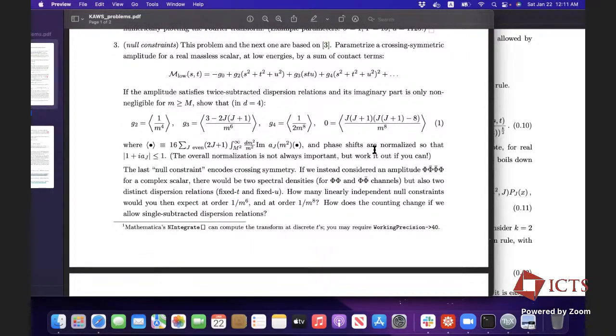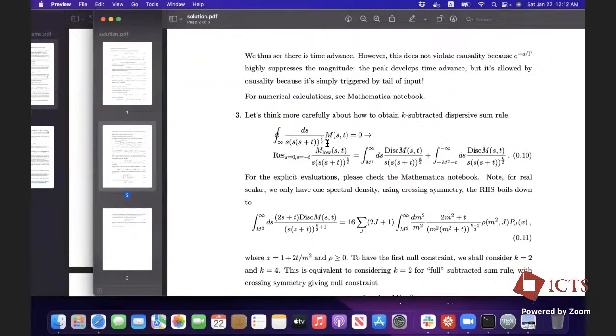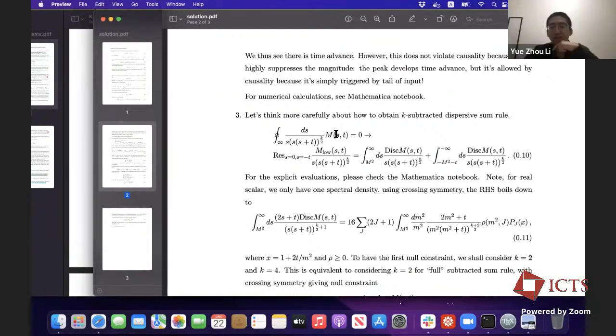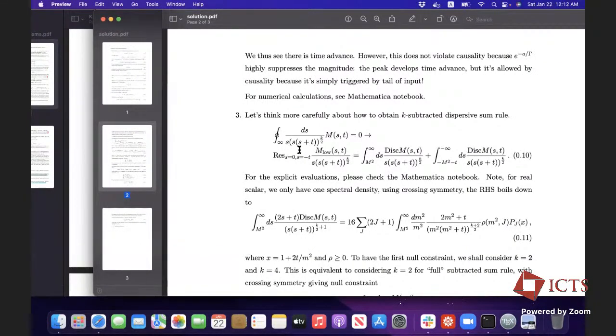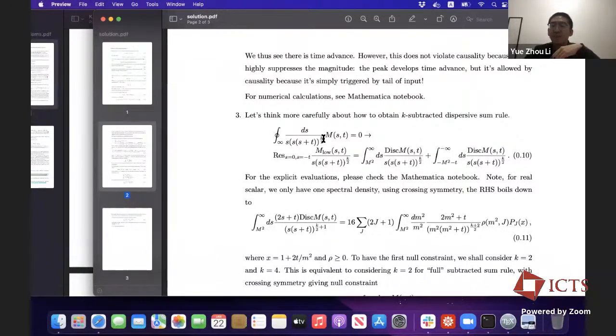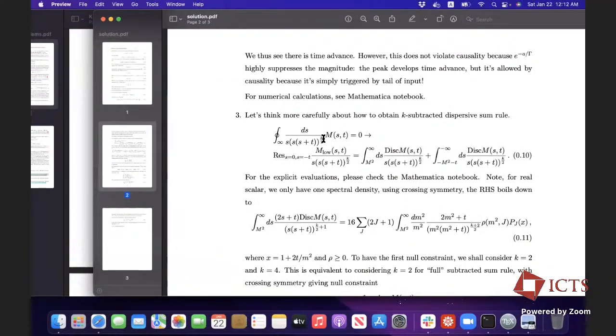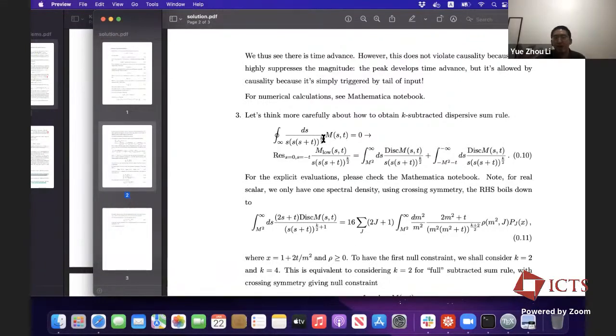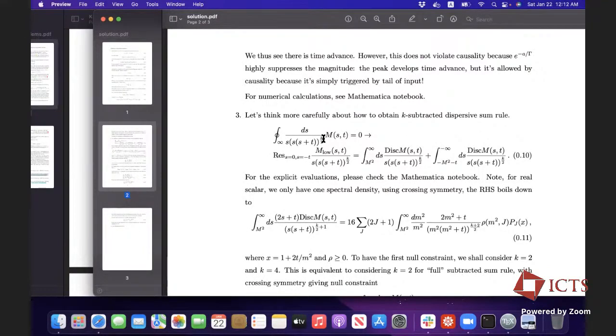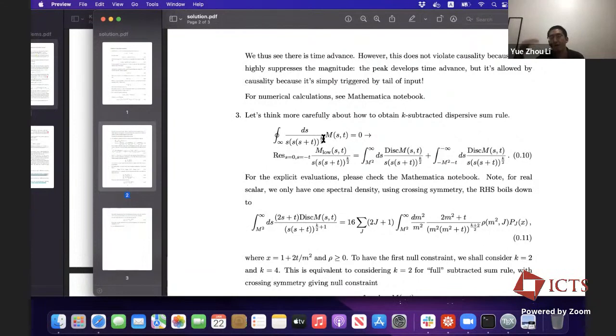Just a clarification of the terminology: this adjective of how much subtraction is a question of how many denominator factors you shift? Yes, exactly. In general, we divide the amplitude by a factor of s times (s plus t) to some power, because it's symmetric in s and u. So if k is zero, there's no subtraction. But if k equals two or four or six, you subtract more and more. In that case, what you will probe is actually higher and higher dimensional Wilson coefficients.